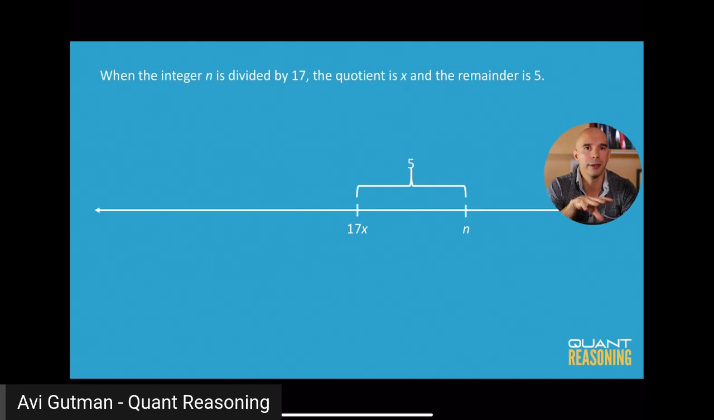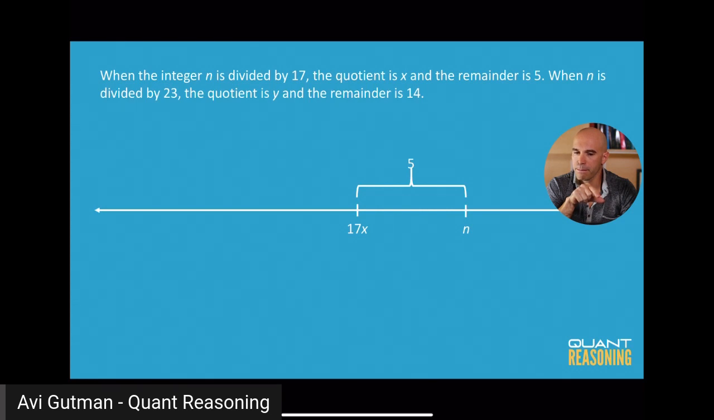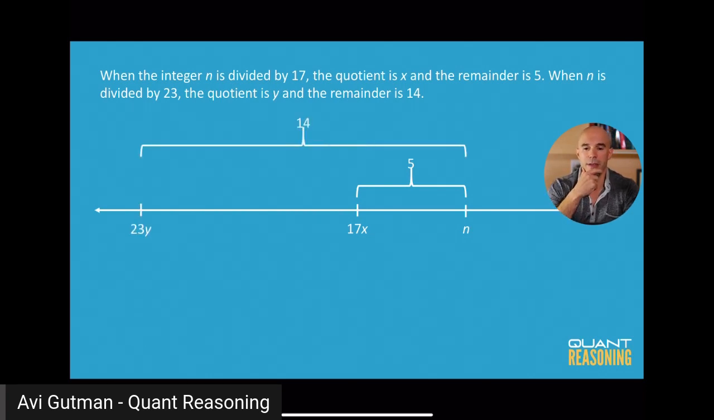This is pure number line reasoning. It's beautiful. Let's read the second part. When n is divided by 23, the quotient is y. And there's also a remainder here. So what is this saying? That 23 goes into n y times. So 23 multiplied by y would get you almost to n, but not quite. It would still be 14 units to the left of n. So that would be the number line reasoning inference that we would make there.